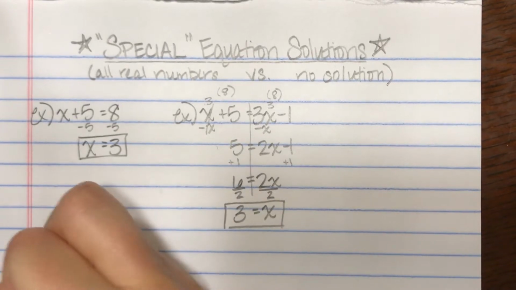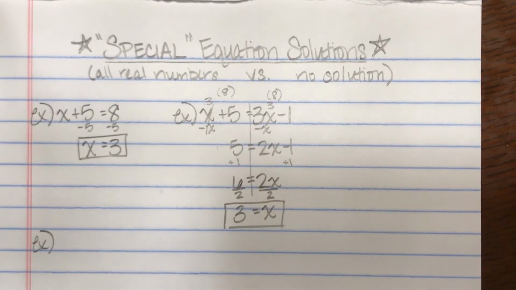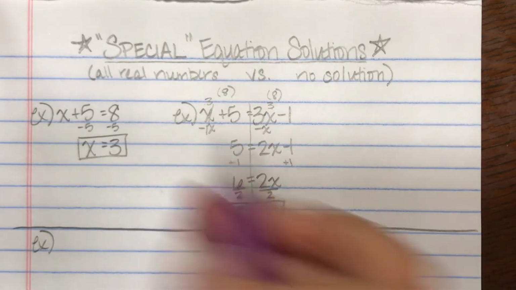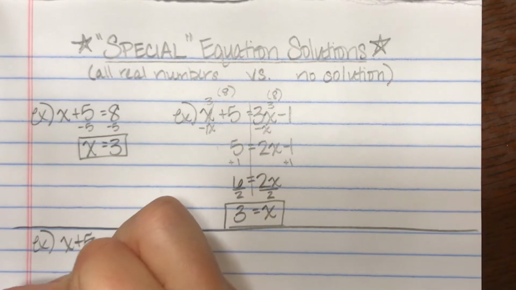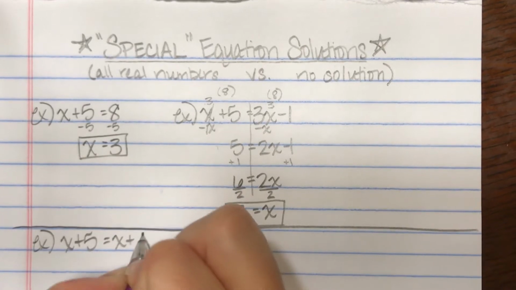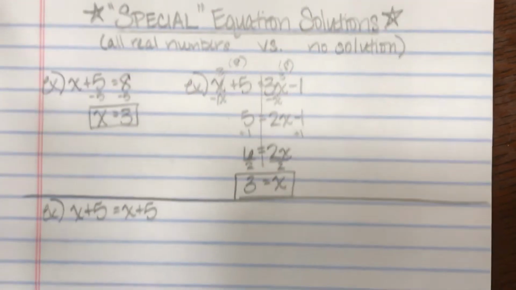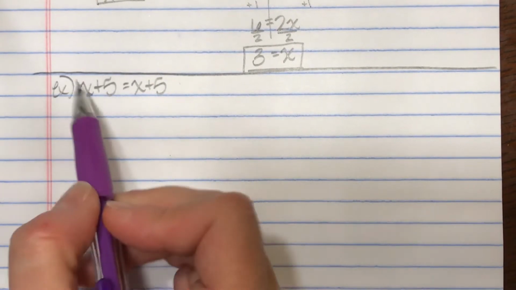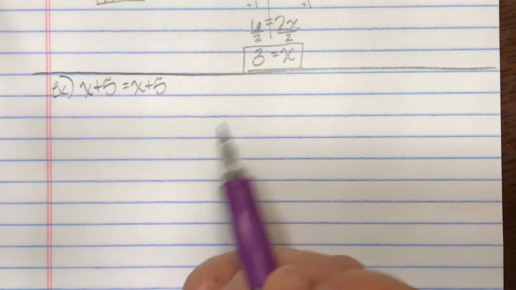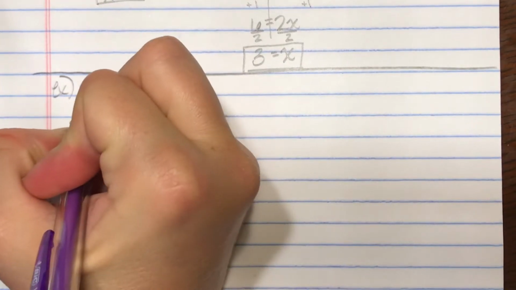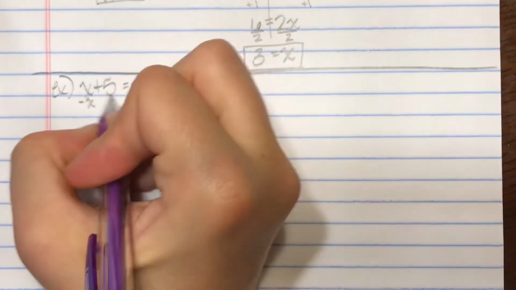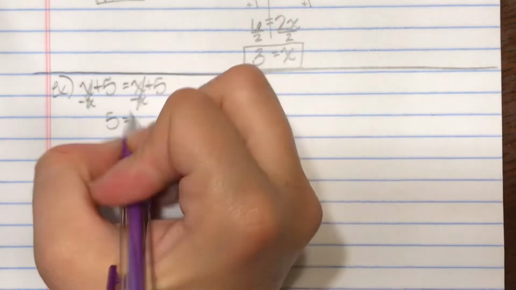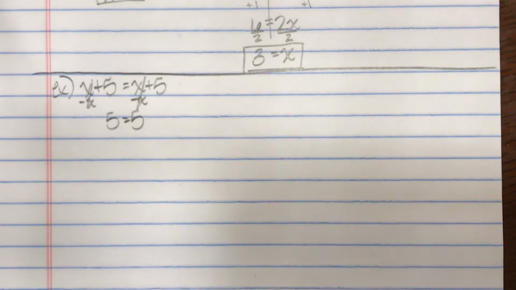So let's look at what happens in a really weird situation. We're going to start out very, very simple. Let's start out with x plus 5 equals x plus 5. The question is, what is the number for x that will make the left side of the equation equal the right side of the equation? If I do this algebraically, I end up with 5 equals 5, since those also cancel out.